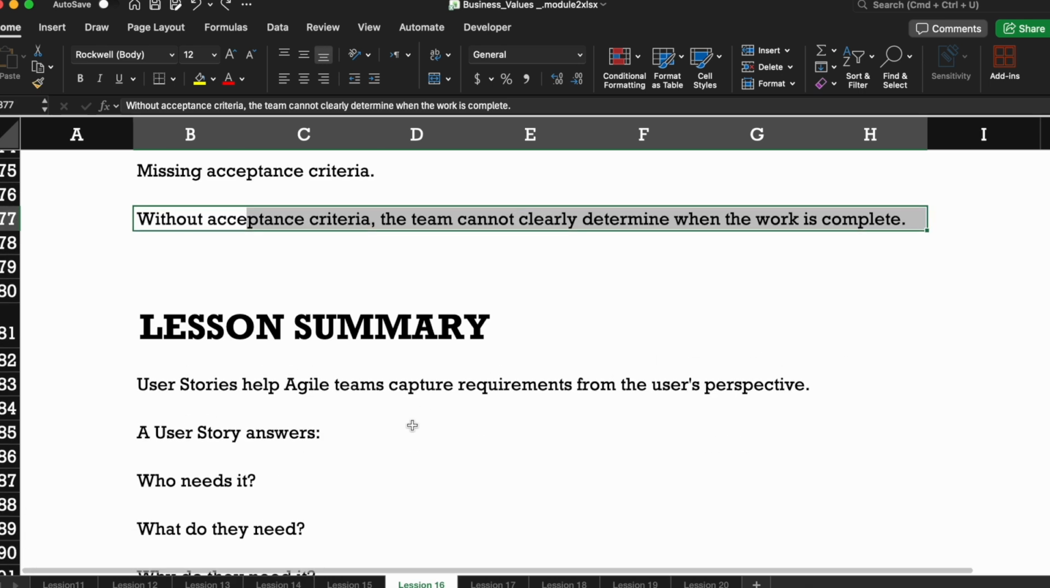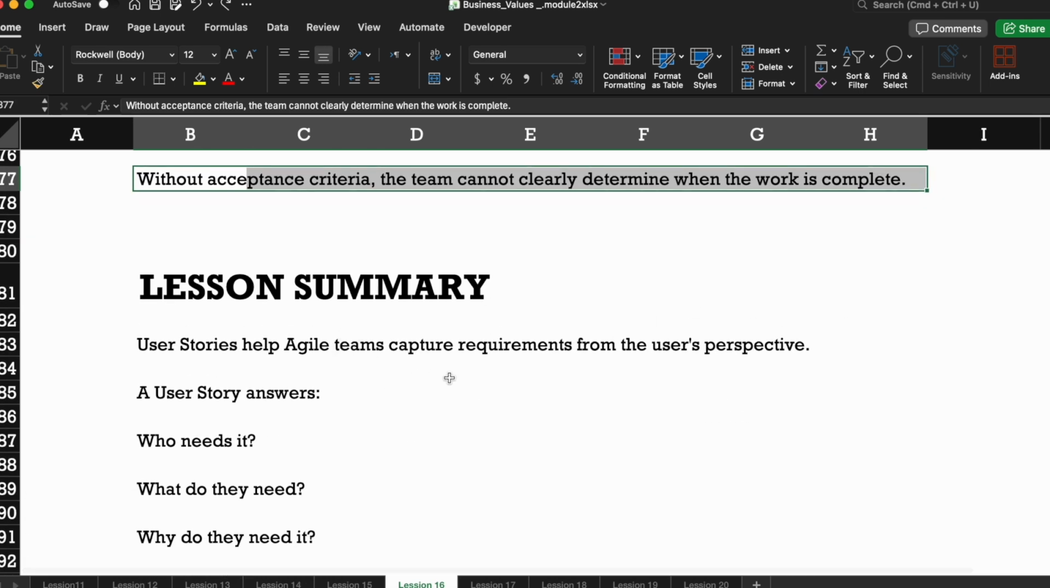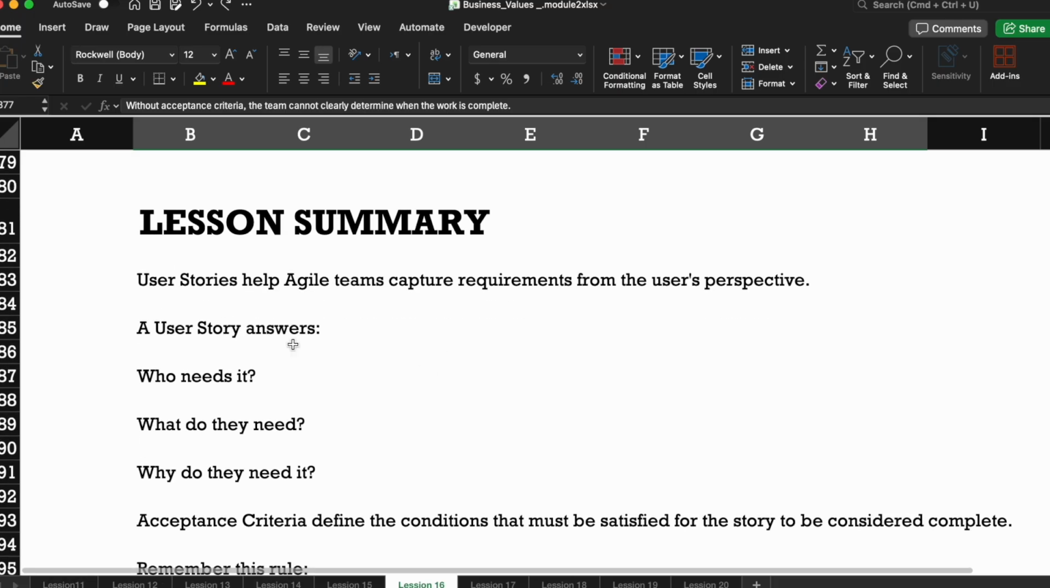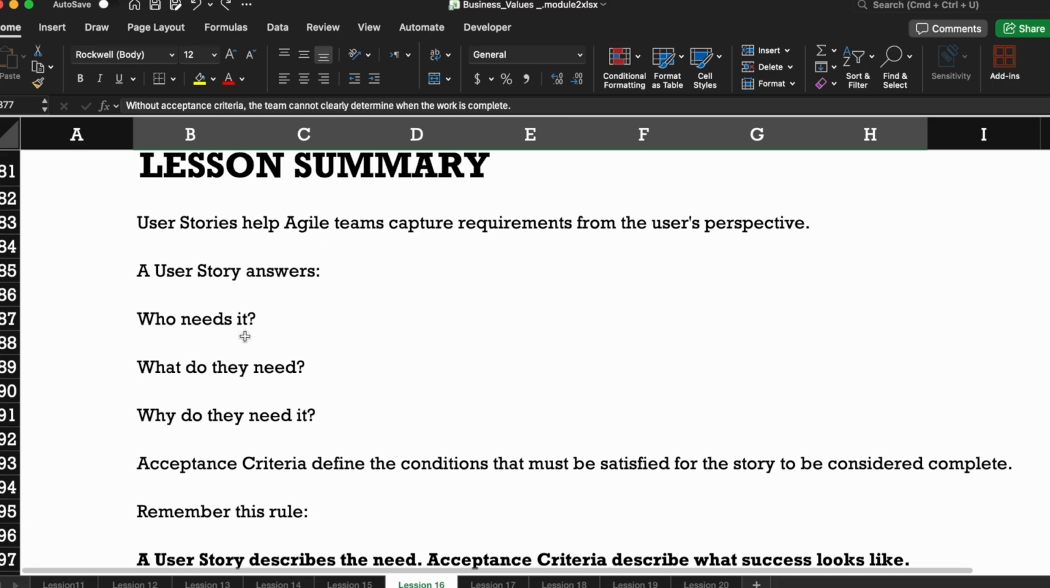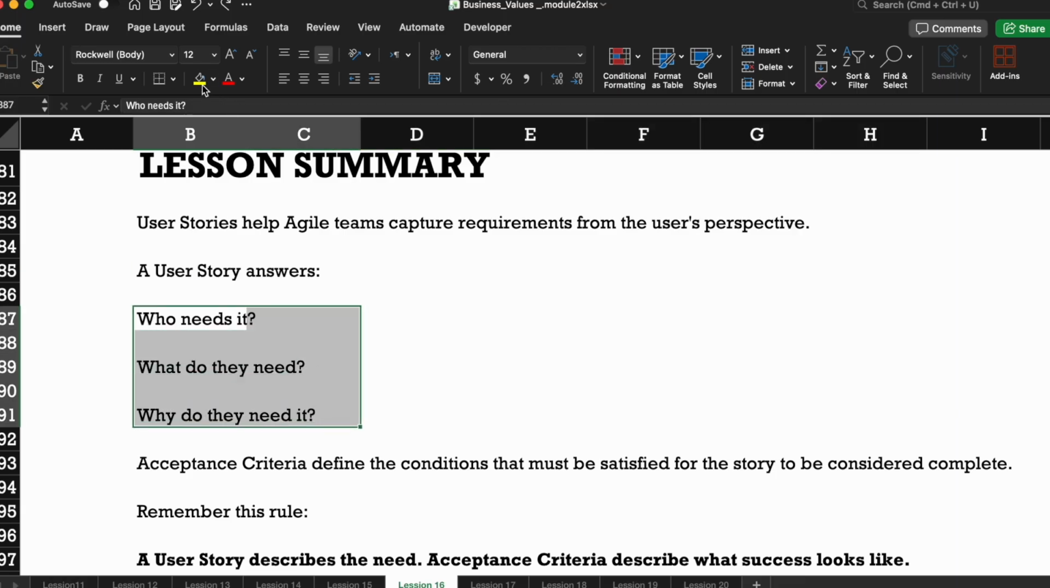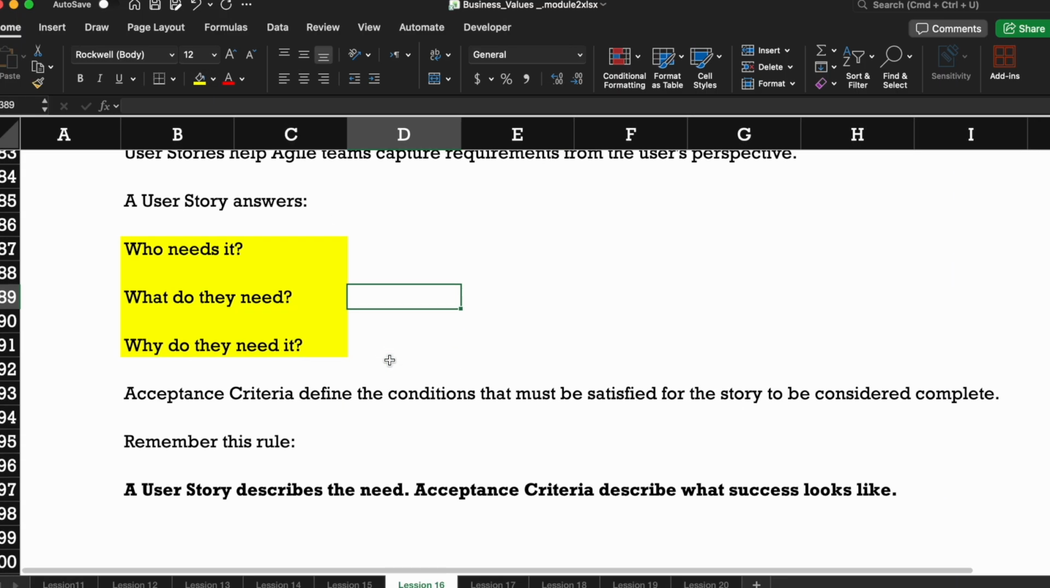Lesson summary: user stories help agile teams capture requirements from the user perspective. A user story answers who needs it, what they need, and why they need it, right? These 3. Acceptance criteria define the conditions that must be satisfied for the story to be considered complete. Remember this rule: a user story describes the need, acceptance criteria describe what success looks like.